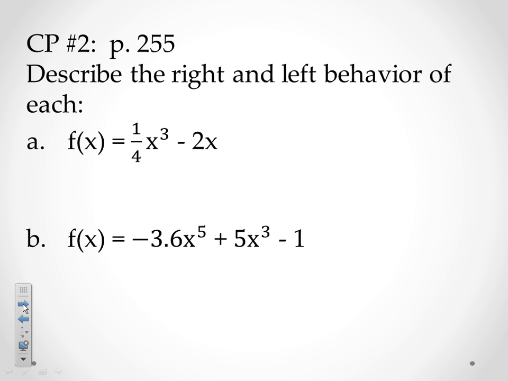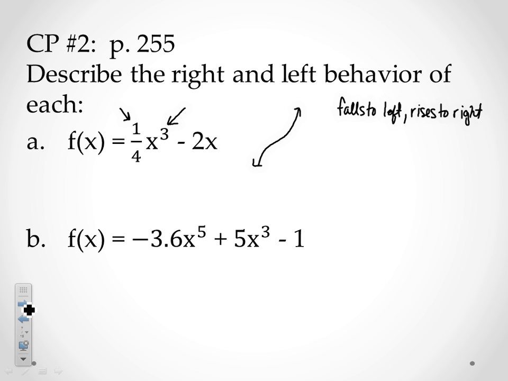So let's take a look at these couple of things and describe the right and left behaviors that we see. All right, so first thing, our highest degree is 3. That's odd. Our lead coefficient is positive. All right, so when your lead coefficient was positive and your degree is odd, remember how it took on a similarity to that parent function? So it falls to the left and rises to the right. Okay, so that's not so bad, right?